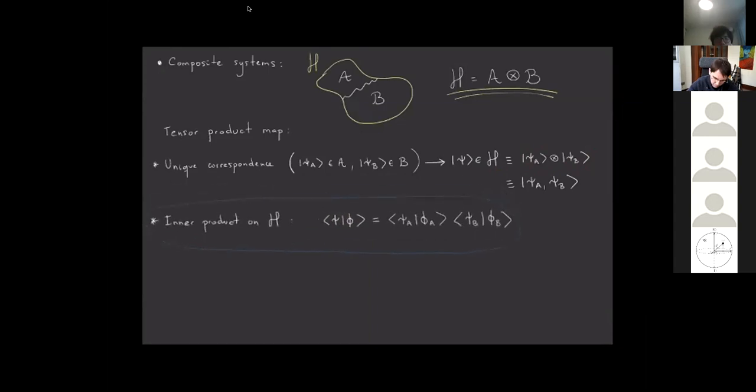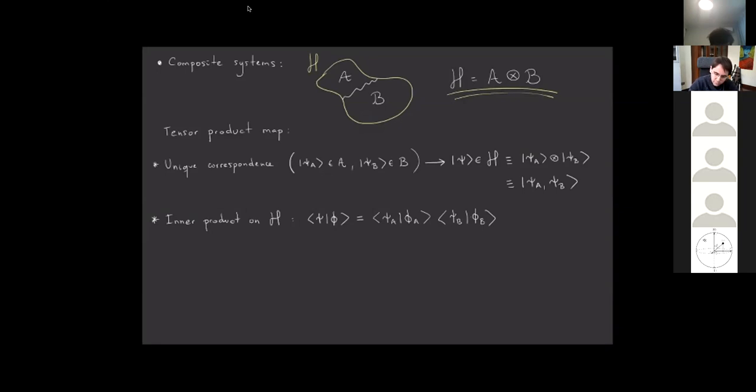So let me make a bit more space. Okay. So essentially these two properties are what defines a tensor product. You have a more precise definition in the lecture notes, in the appendix about algebra. But these are the two essential properties that you need to know about the tensor product. It's a unique correspondence between pairs of vectors A, B onto a larger Hilbert space, and a correspondence between the inner product in the larger Hilbert space and the product of inner products in the subsystems.